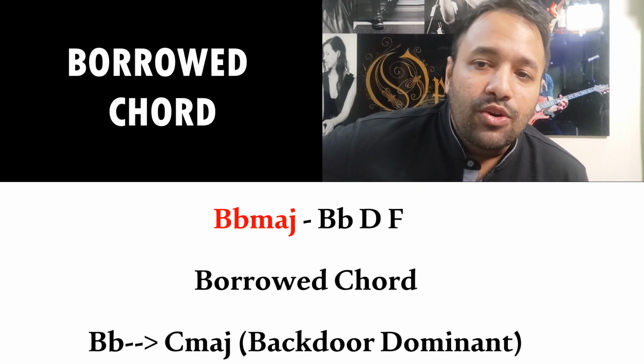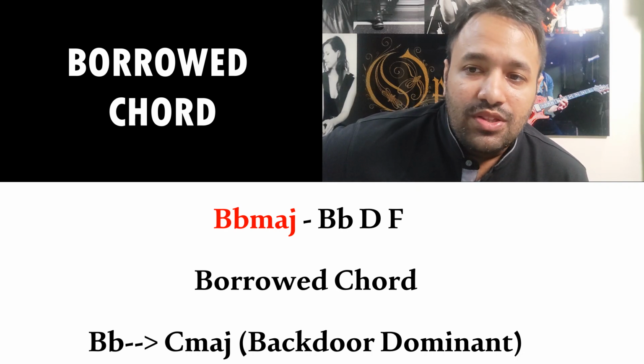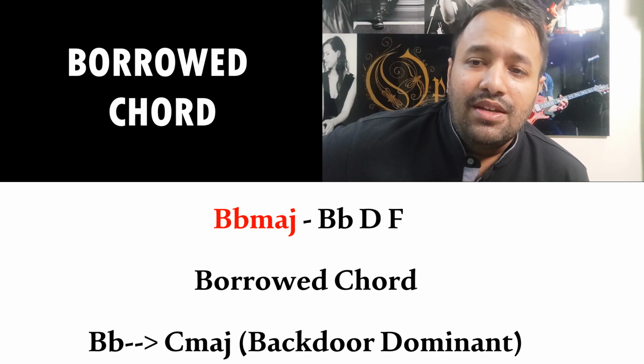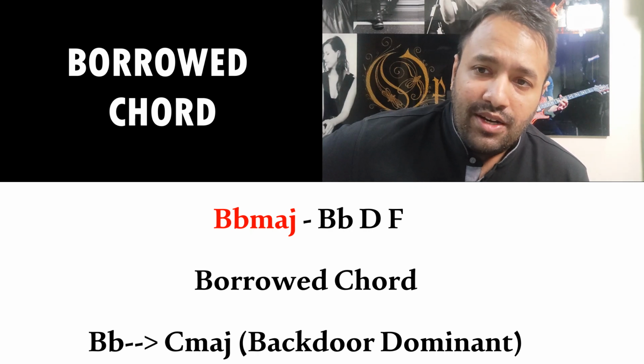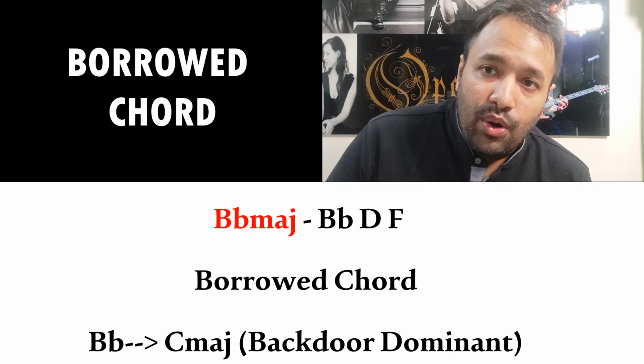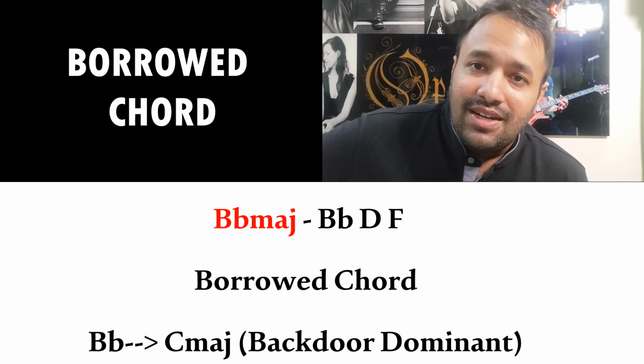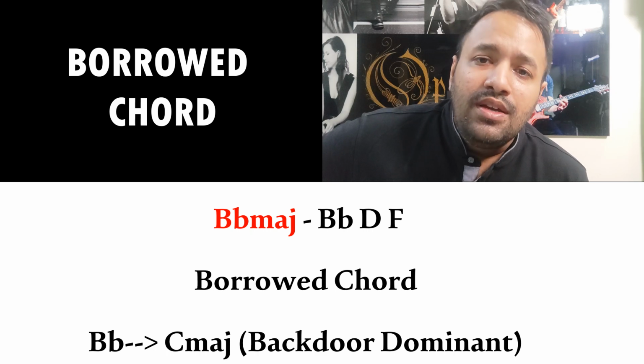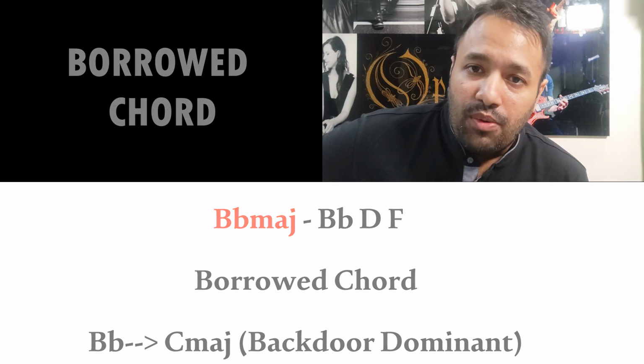Also a very interesting thing to know is that this B flat major or the A sharp major in music theory is called a backdoor dominant to the C, because it approaches the C major, which is the one chord, from one step below. If you see the interval difference between the C and the B flat, it is an interval of one full tone. So this is known as a backdoor dominant.